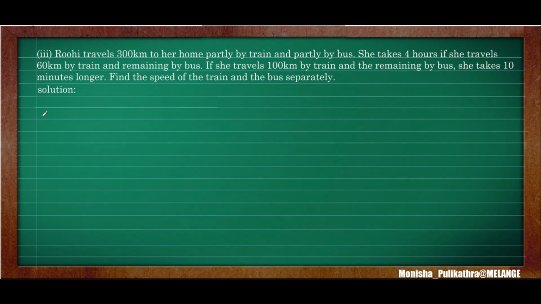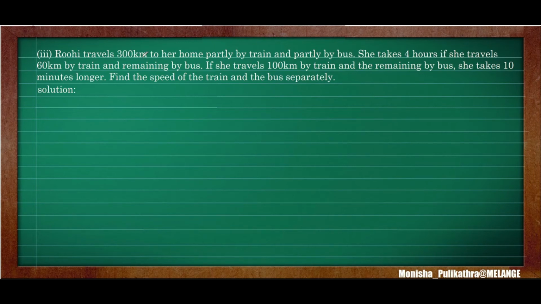So here Ruhi travels 300 km to her home partly by train and partly by bus. She takes 4 hours if she travels 60 km by train and the remaining by bus. If she travels 100 km by train and the remaining by bus, she takes 10 minutes longer. Find the speed of the train and bus separately.